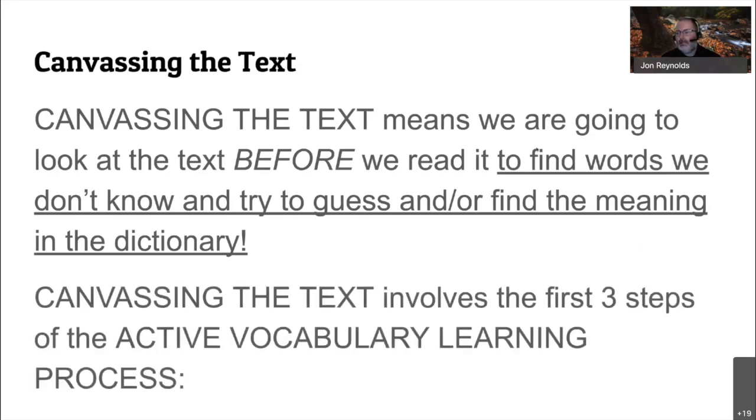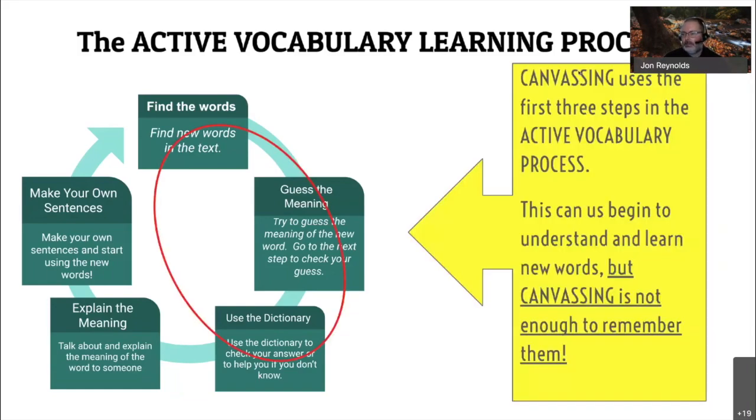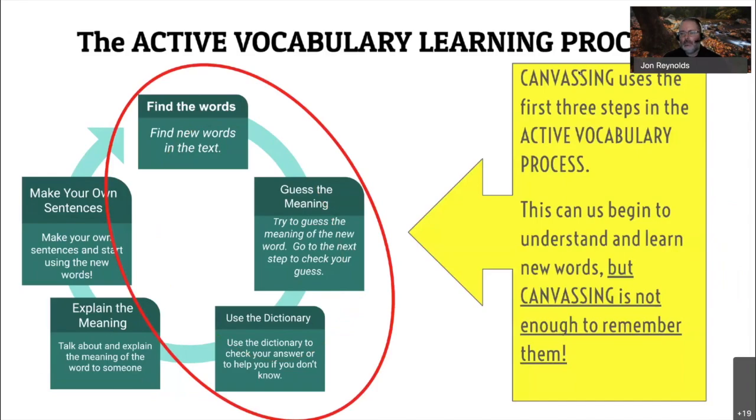Now, for the last 2 weeks, we've been talking about this active vocabulary learning process. So again, we're talking about how to be a better reader, but we also understand that to be a better reader, we need to be better with vocabulary. That's the most important thing for us. So again, for the last 2 weeks, we've been talking about this active vocabulary learning process. Now, again, I'm not going to review all of the process today, but we learned that canvassing means looking through the words, finding the words, trying to guess the meaning, and then, of course, the dictionary is important.